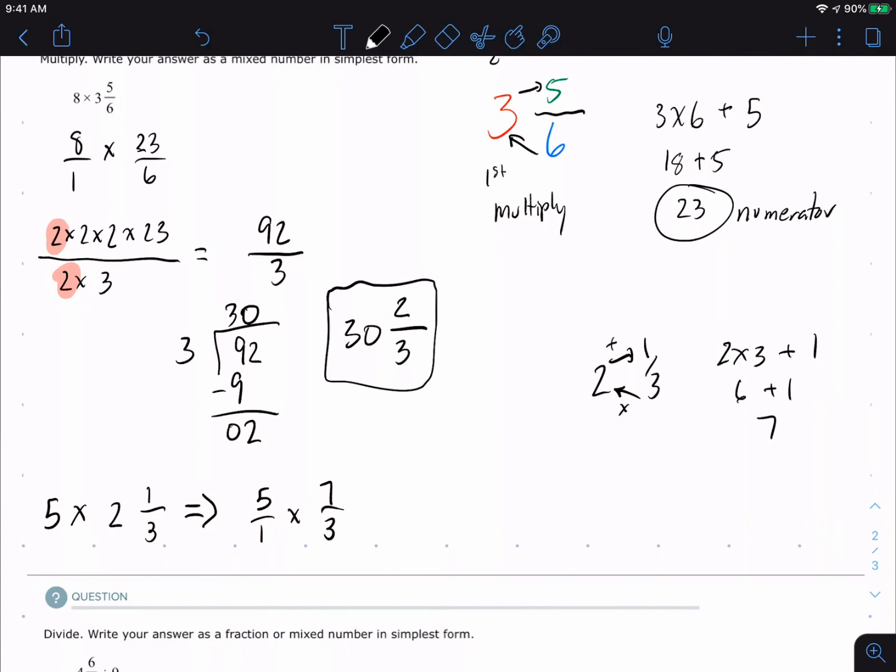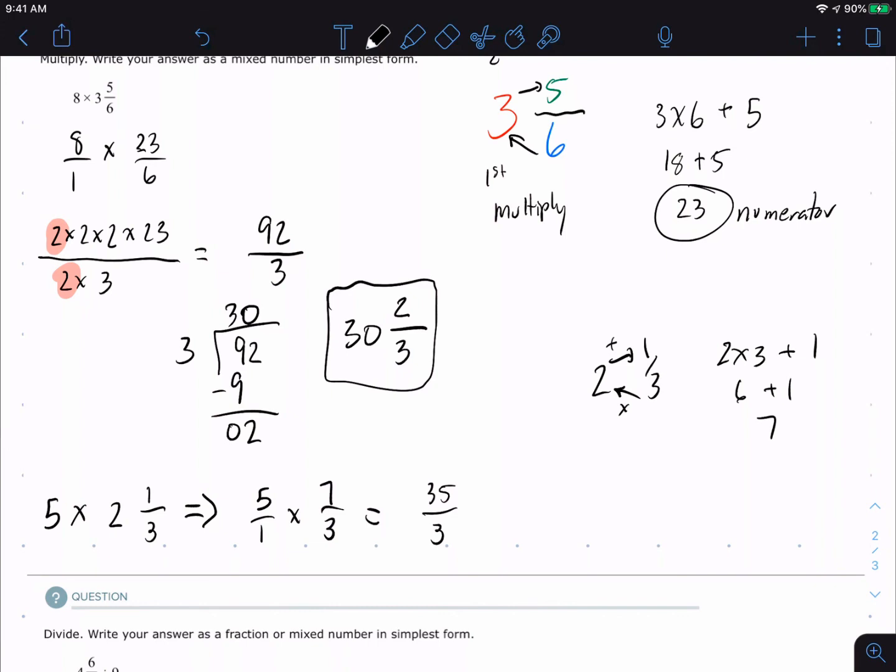3. Now here, 5 is a prime, 7 is a prime, 1 is a prime. Well, 1's not a prime, 1's its own number, it's an identity. And 3 is a prime. Since they're all primes, the only thing that I can do is multiply across. There's nothing that can be canceled.